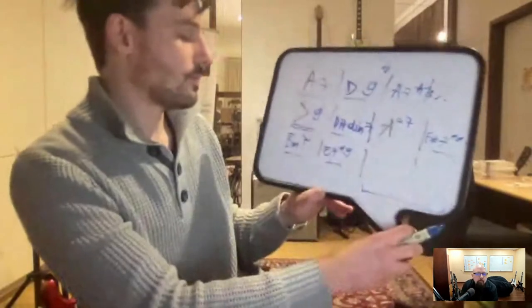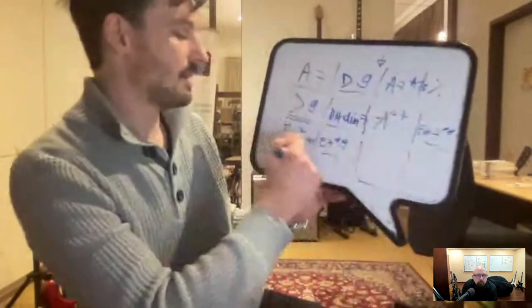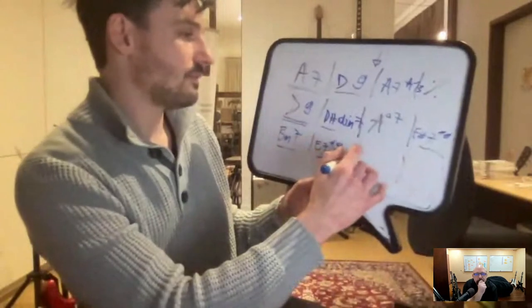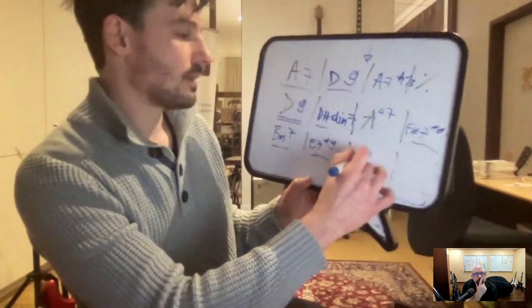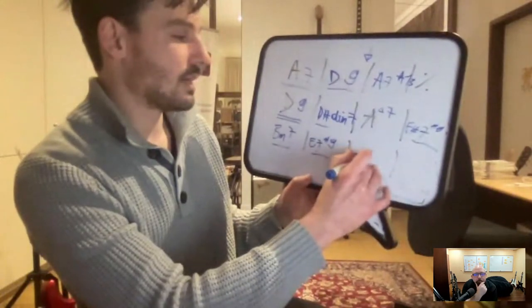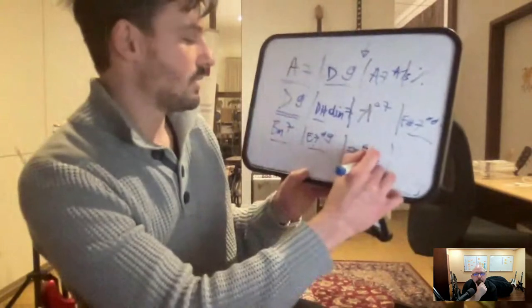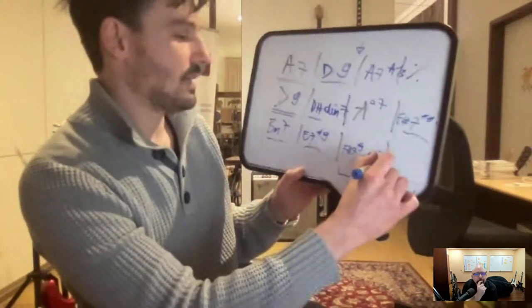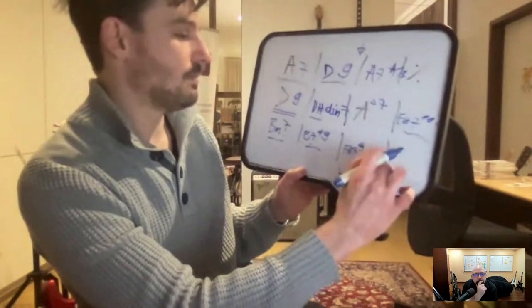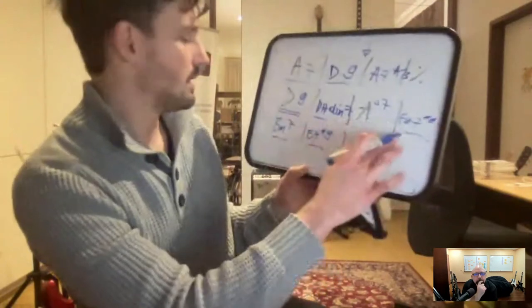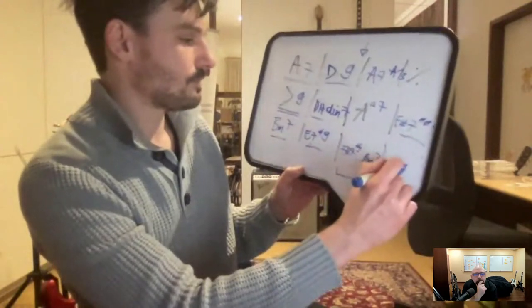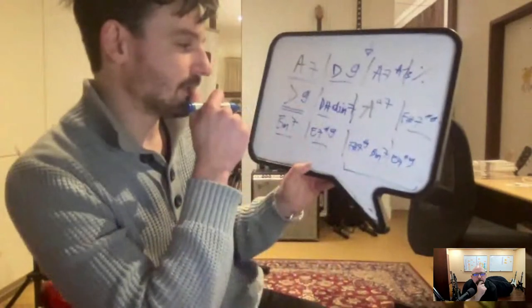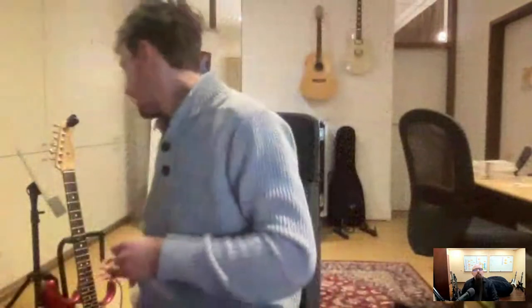Instead of using them in 4 measures, we have them here in 2 measures. So it would be F sharp 7 right over here. Then we go at beat 3 to the Bm7. Then we have the A7, B minor 7. Where am I? E7 sharp 9 over here. And just let me play it, because I just want to make sure I don't mess it up.